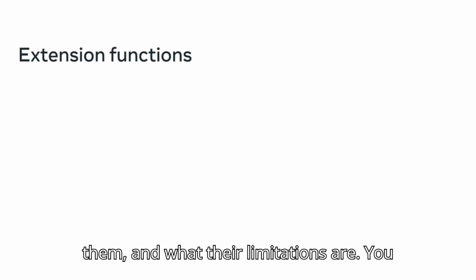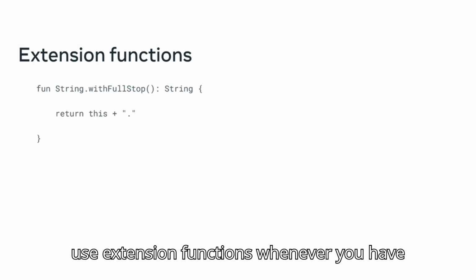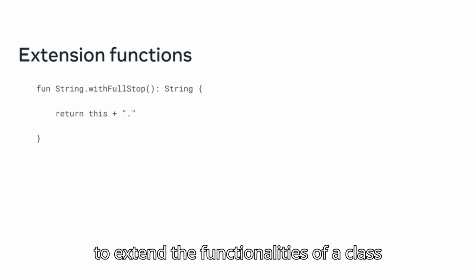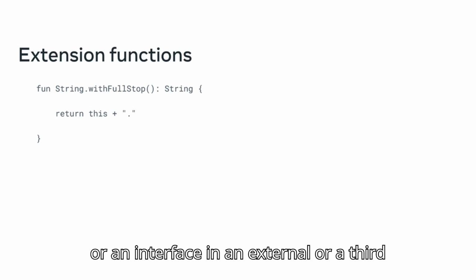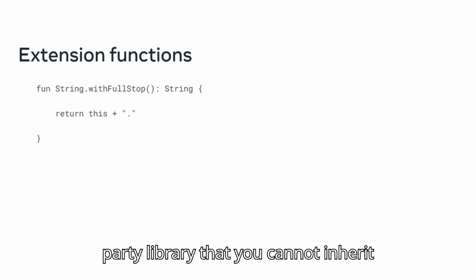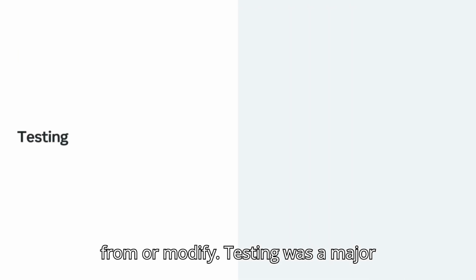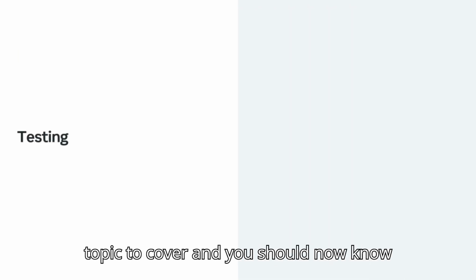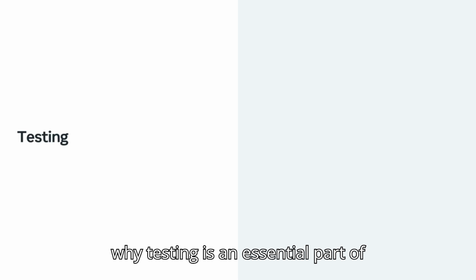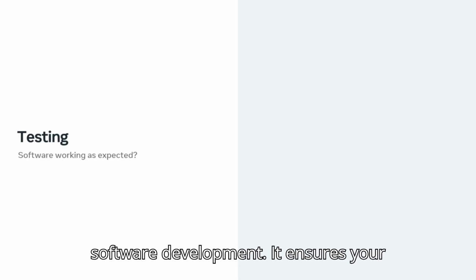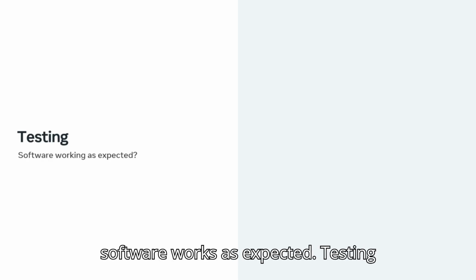You learned what extension functions are, why you need them, and what their limitations are. You use extension functions whenever you have to extend the functionalities of a class or an interface in an external or a third-party library that you cannot inherit from or modify. Testing was a major topic to cover, and you should now know why testing is an essential part of software development. It ensures your software works as expected.